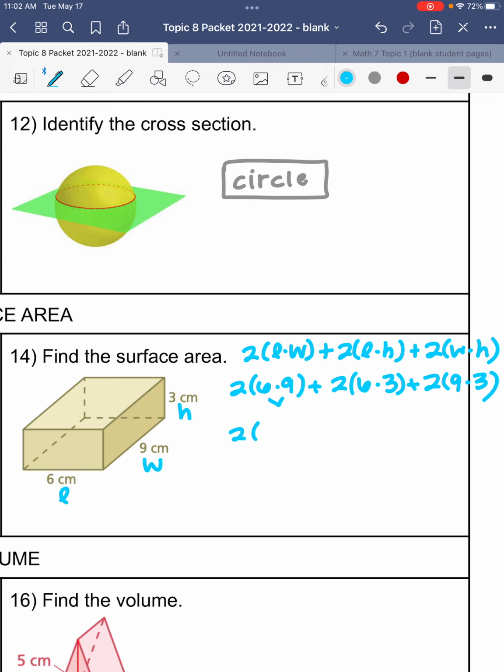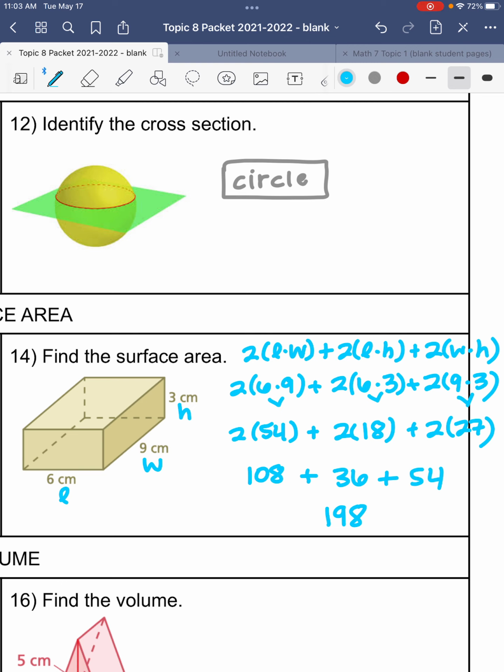So I have 2 times 54 plus 2 times 6 times 3, which is 18, plus 2 times 9 times 3, which is 27. And I'm just going to continue to simplify. 2 times 54 is 108. 2 times 18 is 36. And 2 times 27 is 54. And 108 plus 36 plus 54 is 198. So I get 198 square centimeters. That's my surface area. Okay?